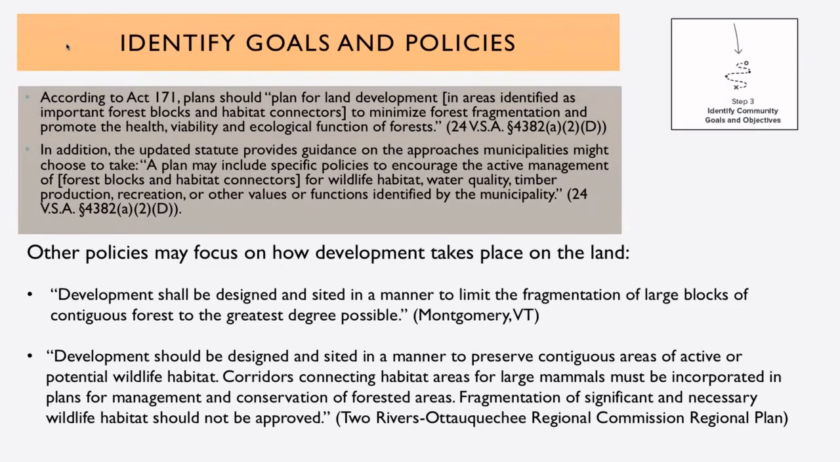Other policies may focus on how land development actually takes place on the land. Here's an example from Montgomery that already exists: development shall be designed and sited in a manner to limit the fragmentation of large blocks of contiguous forest to the greatest degree possible. And here is an existing policy at the regional commission level to design and site in a manner to preserve contiguous areas of active or potential wildlife habitat, and to minimize fragmentation. There are good examples that already exist, and you could look to the guidance I mentioned before for other samples taken from across the state.